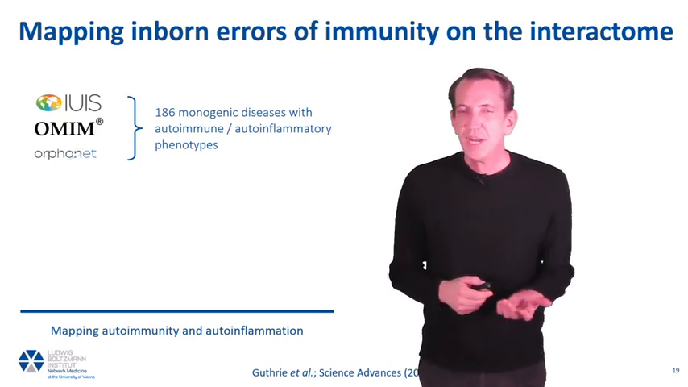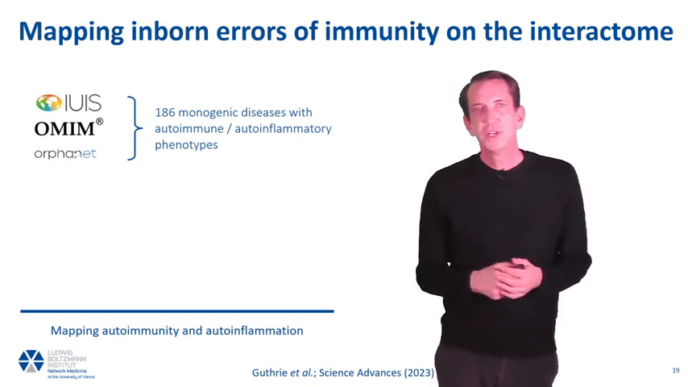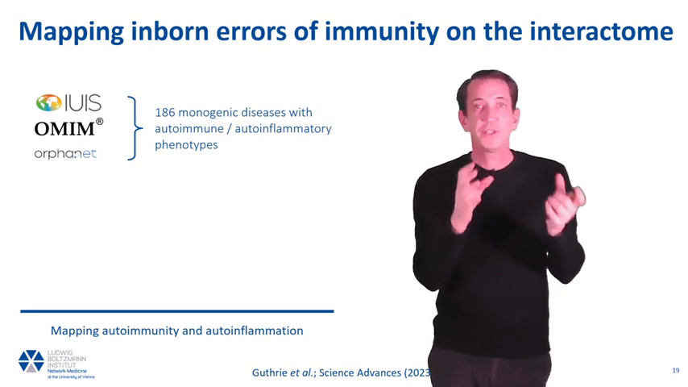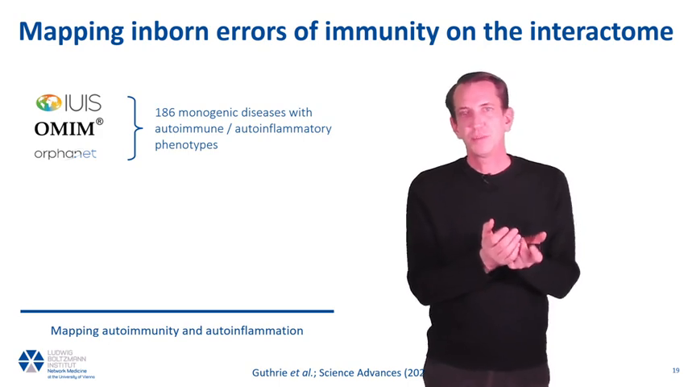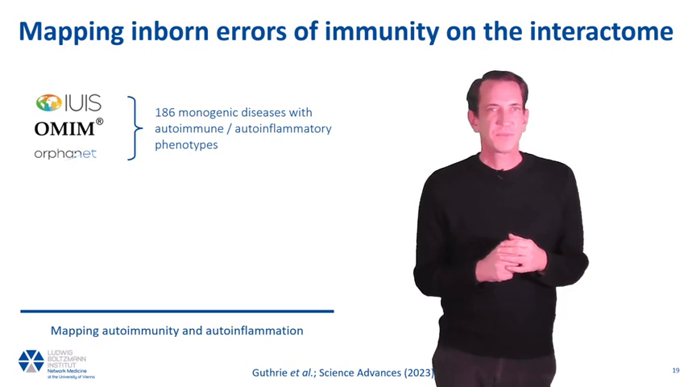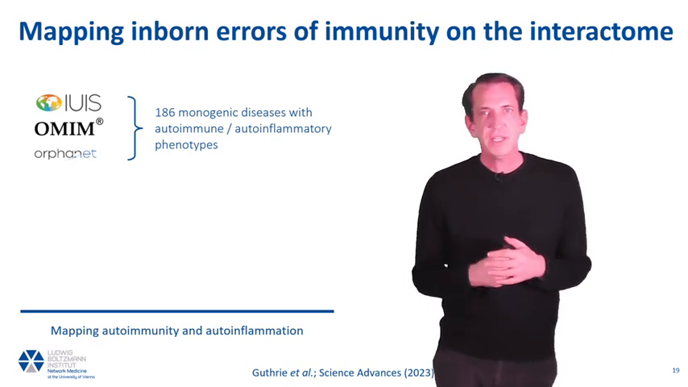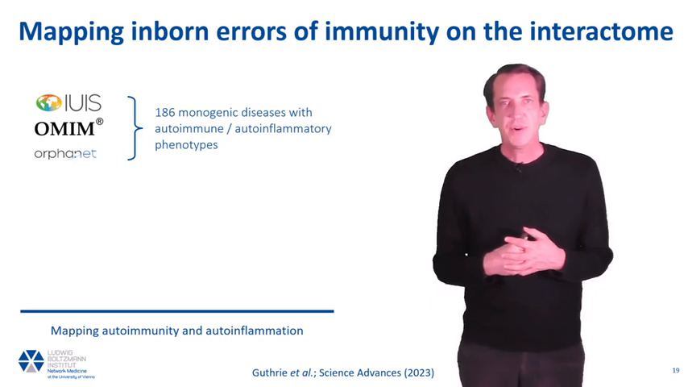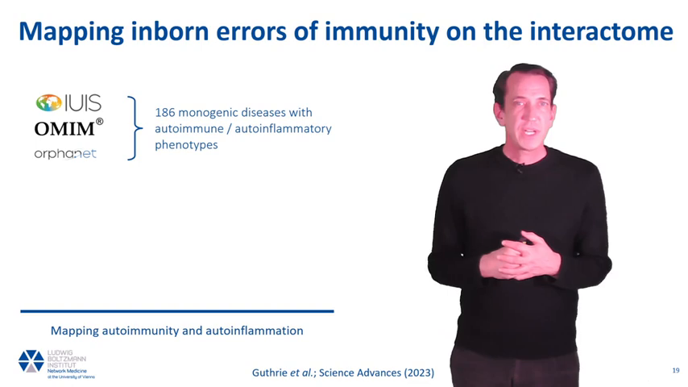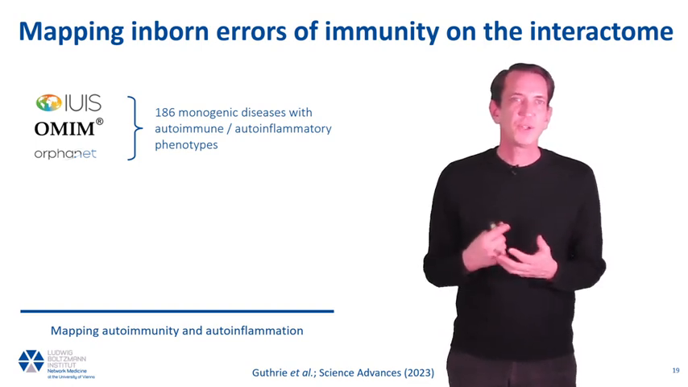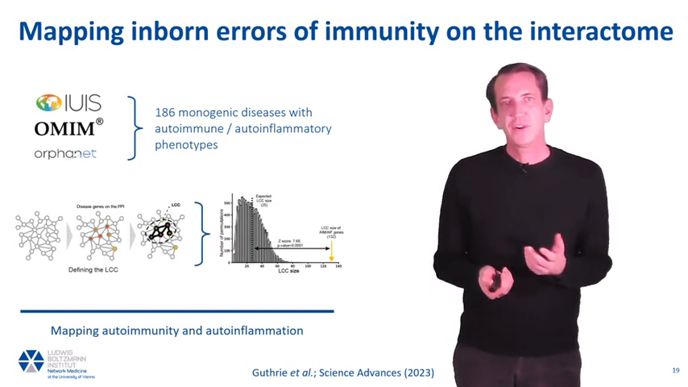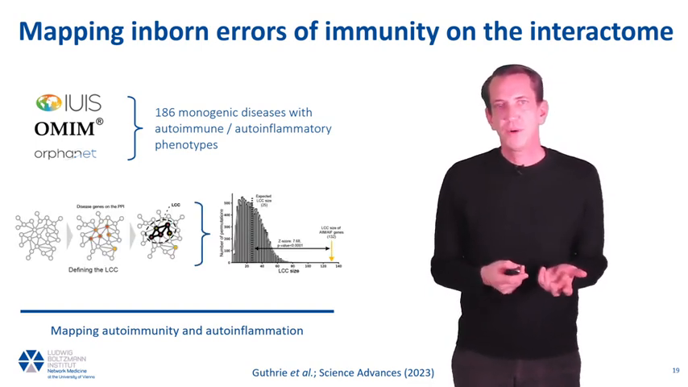So a typical network medicine program would start by mapping the known genes on the interactome, to identify the general neighborhood that is perturbed in this particular group of diseases. In this case, we would go to internet databases or consult with experts, and this results in our case in 186 monogenic diseases that have an important autoimmune or autoinflammatory phenotype. And the first thing that we would do is to map them on the interactome.